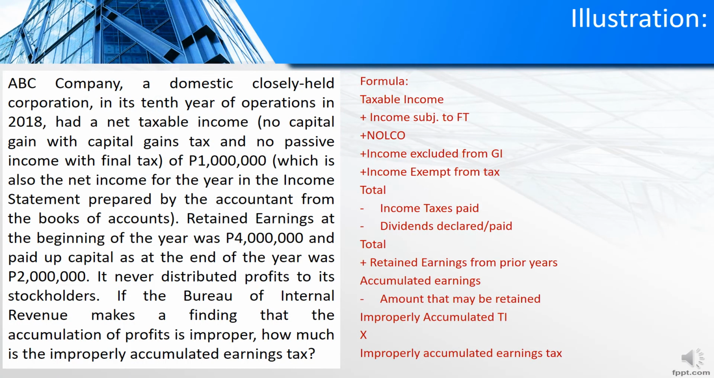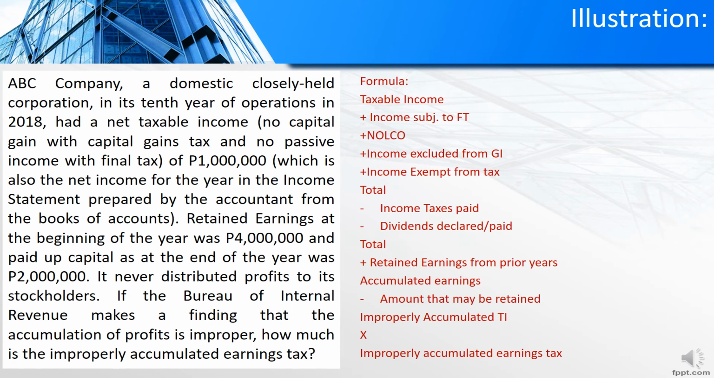Let's have illustration. ABC Company, a domestic closely held corporation, in its 10th year of operations in 2018 had a net taxable income with no capital gains tax and no passive income with final tax of 1 million pesos, which is also the net income for the year in the income statement prepared by the accountant from the books of accounts. Retained earnings at the beginning of the year was 4 million, and the paid-up capital as at the end of the year was 2 million. It never distributed profits to its stockholders. If the Bureau of Internal Revenue makes a finding that the accumulation of profits is improper, how much is the improperly accumulated earnings tax?